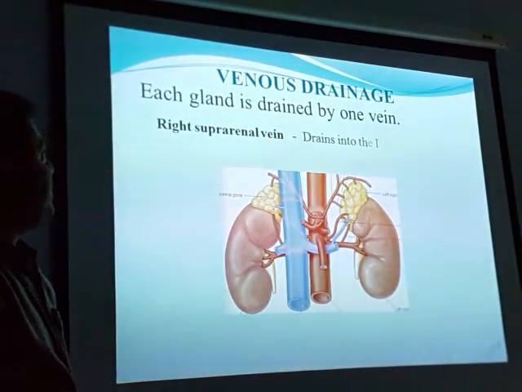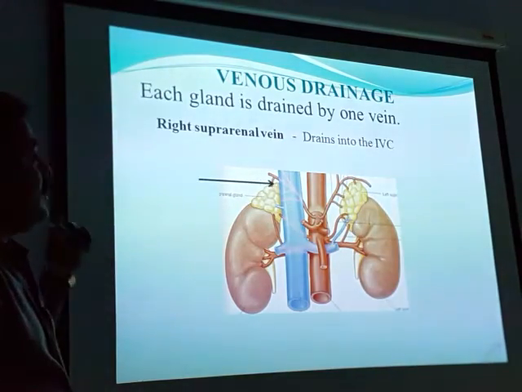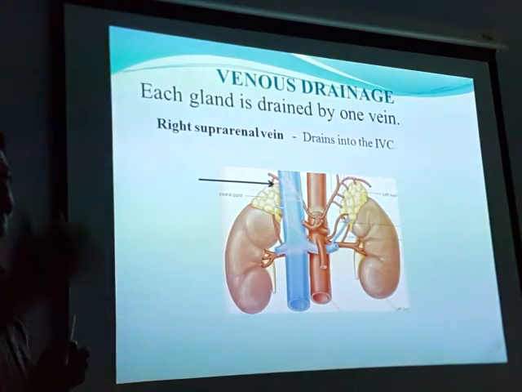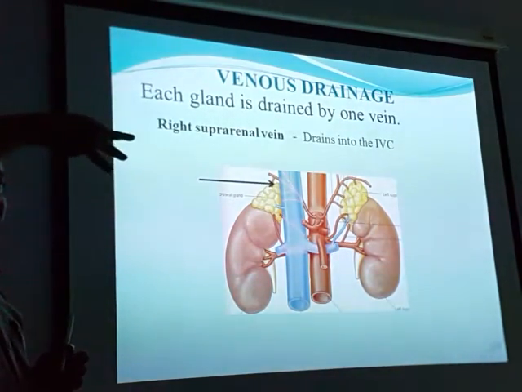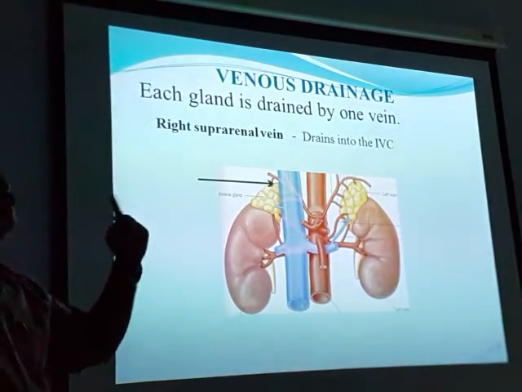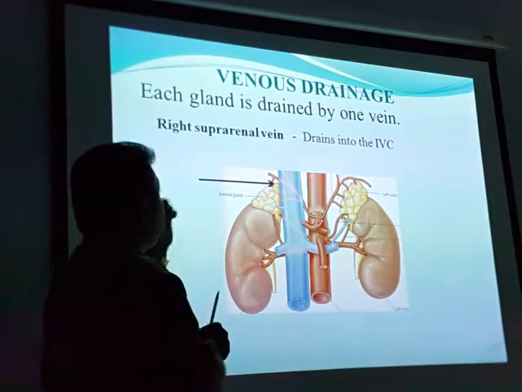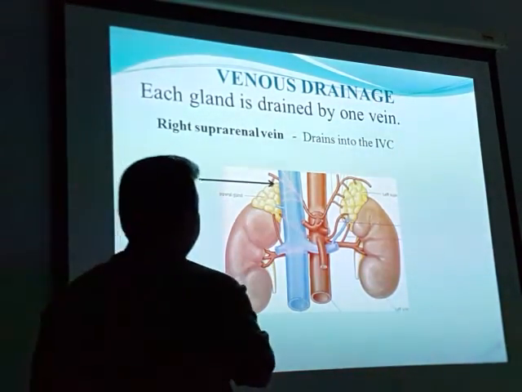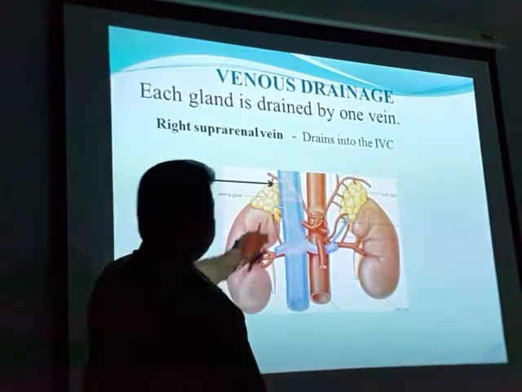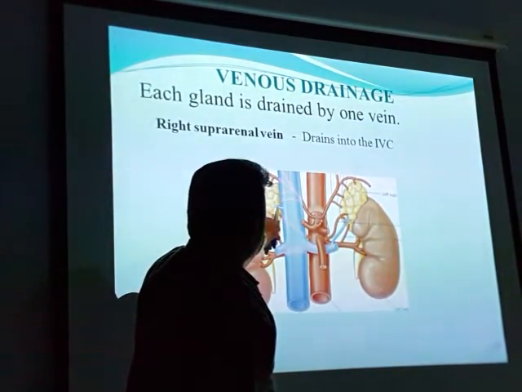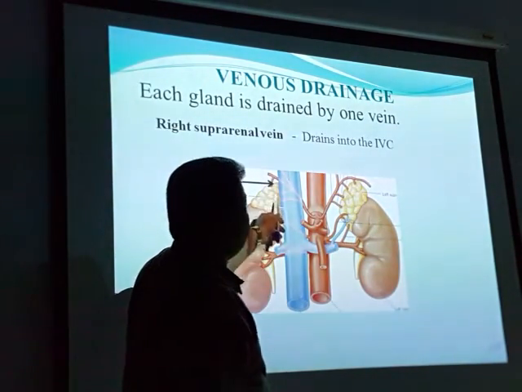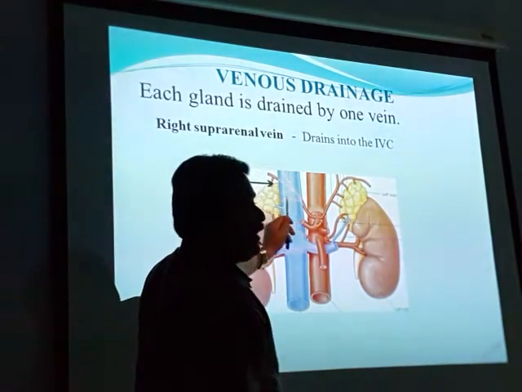Next is the venous drainage. Each gland is drained by only one vein, whereas the arterial supply is by three arteries. The venous drainage is by a single vein from each gland. See here, where is the right suprarenal vein? Here, in blue color. The right suprarenal vein drains into the inferior vena cava.